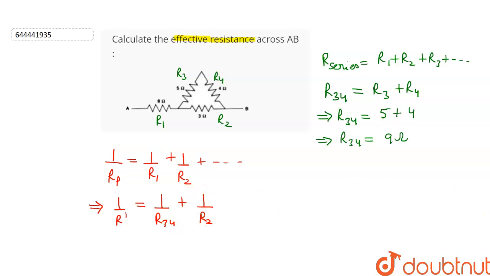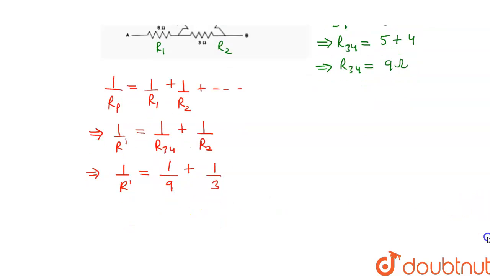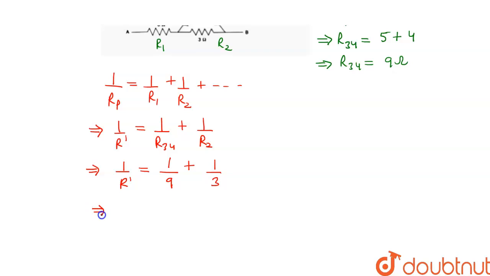Let's substitute the values. This will give us 1 upon R dash is equal to R34 is equal to 9 ohms. So it will be 1 by 9 plus R2 is 3 ohms, 1 by 3. After simplifying this, we get R dash is equal to 2.25 ohms.